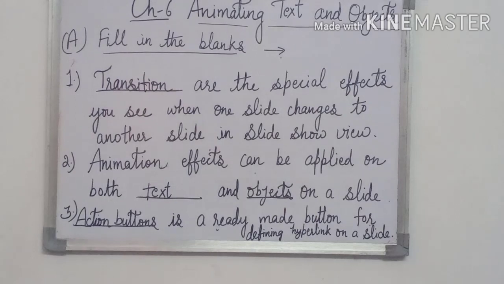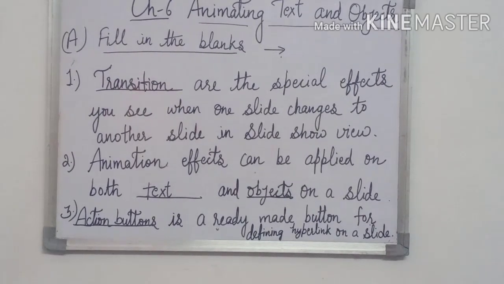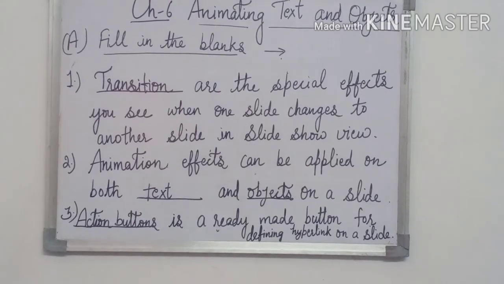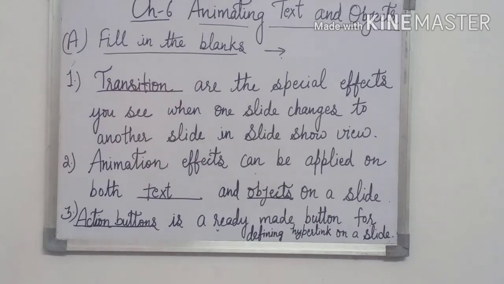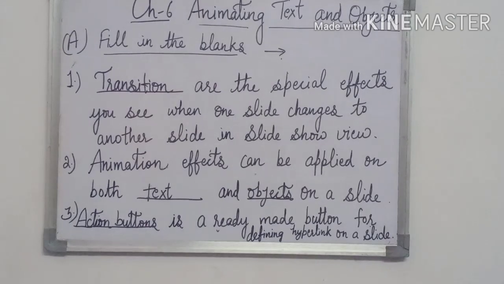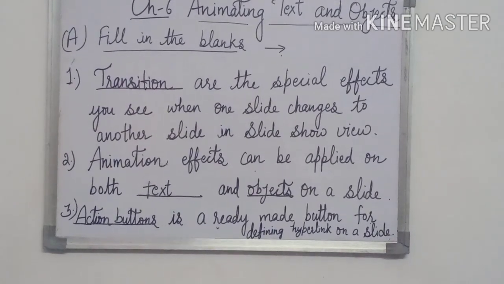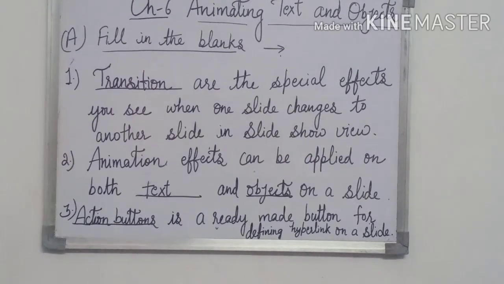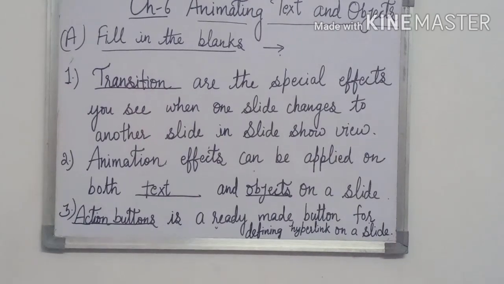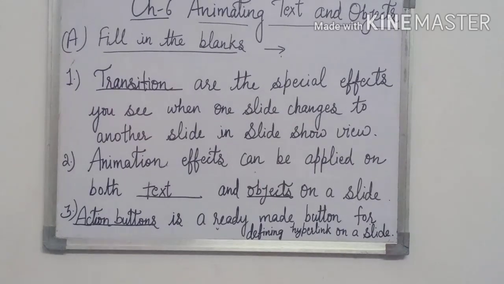Now the third is: dash is a ready-made button for defining a hyperlink on a slide. We have done a practical of the action button. What's the use of the action button? When you have inserted the action button, then you can create a hyperlink on a slide, and you can use these buttons for the forward button and for the backward button. So this is the main use of the action buttons, for playing anything.